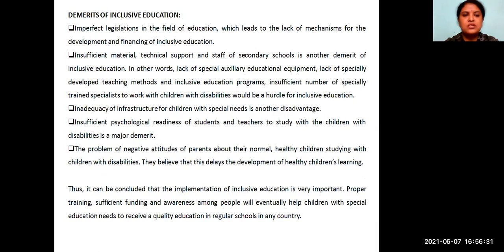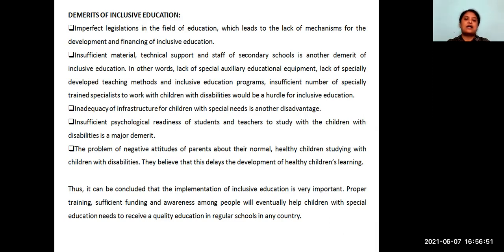Now let's talk about the demerits of inclusive education. Imperfect legislations in the field of education, which leads to lack of mechanisms for the development and financing of inclusive education. Insufficient material, technical support, and staff of secondary schools is another demerit of inclusive education.